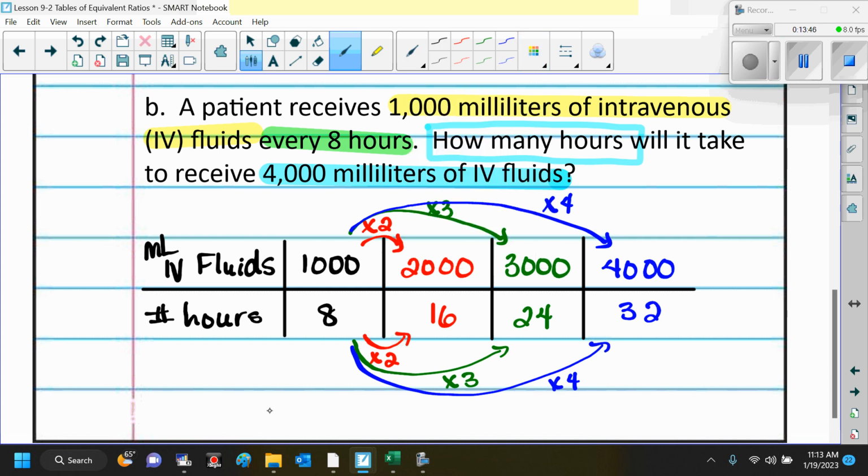So, it's going to take her 32 hours for the patient to get 4,000 milliliters of fluids. And you could even write milliliters here and hours here.